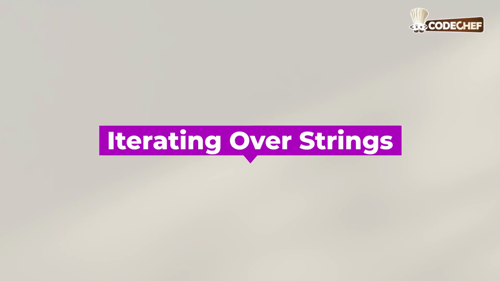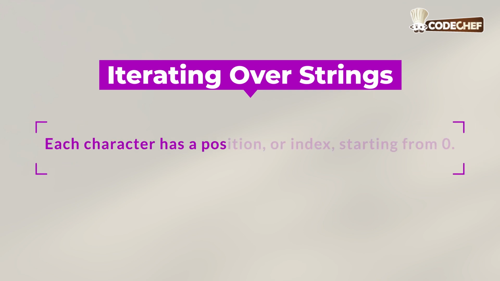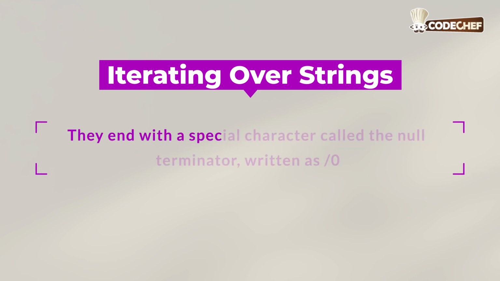Let's start with strings. In C, a string is just an array of characters. Each character has a position or index starting from 0. What makes strings special is that they end with a special character called the null terminator, written as \0. This marks the end of the string.